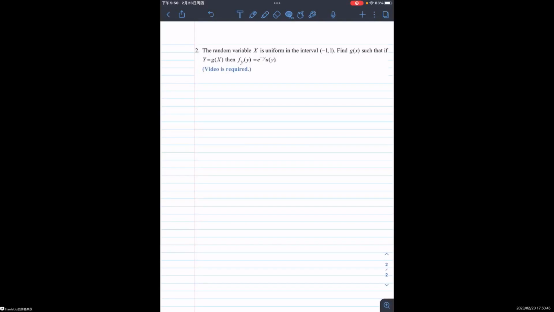Let's see the problem description. Now we have the random variable X, which is uniform on the interval -1 to 1. We need to find g(x), where Y = g(X), such that F_Y equals this one.